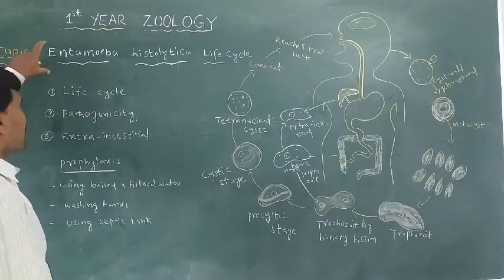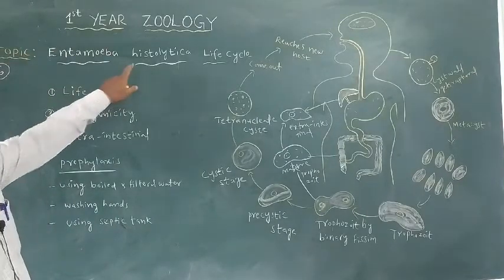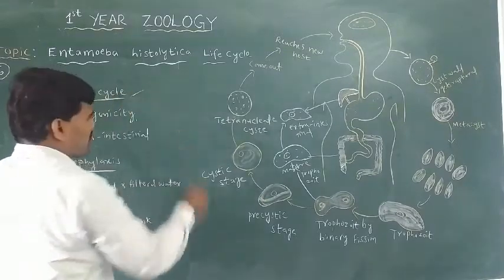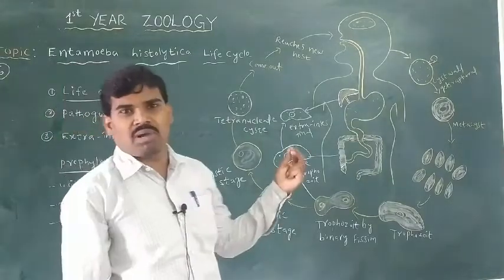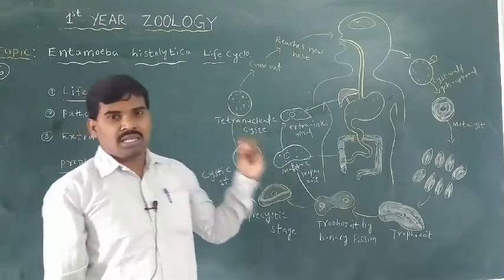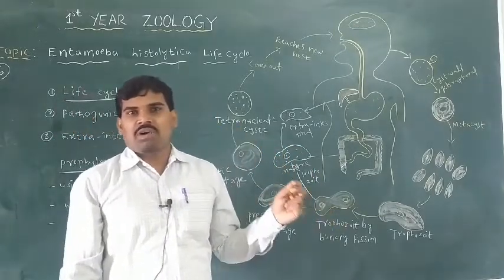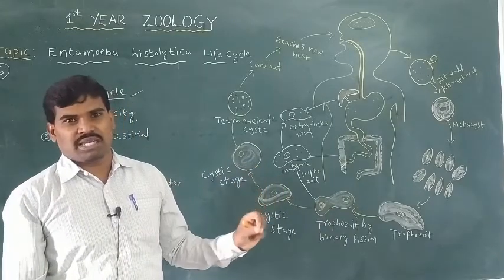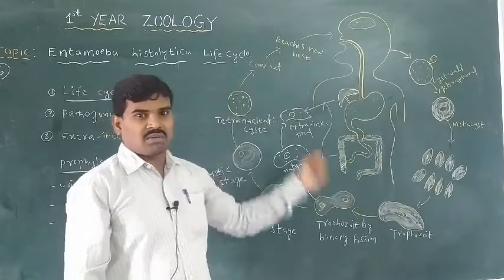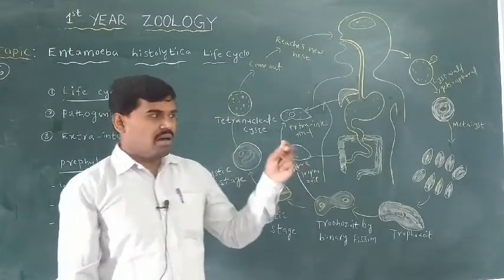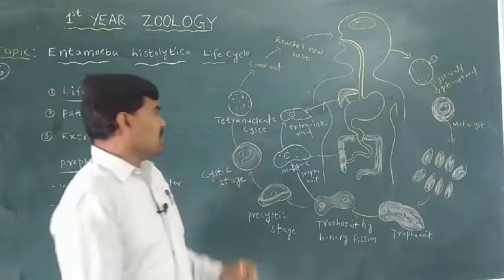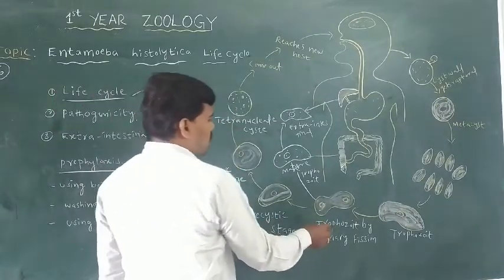So now the Entamoeba histolytica life cycle. First, where does Entamoeba histolytica live? Does it live in the large intestine or the small intestine? In the large intestine, in the mucosa and submucosa layers.